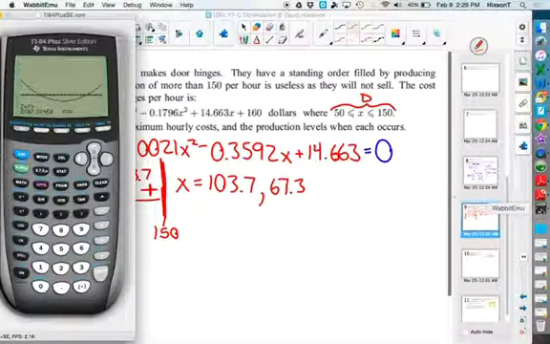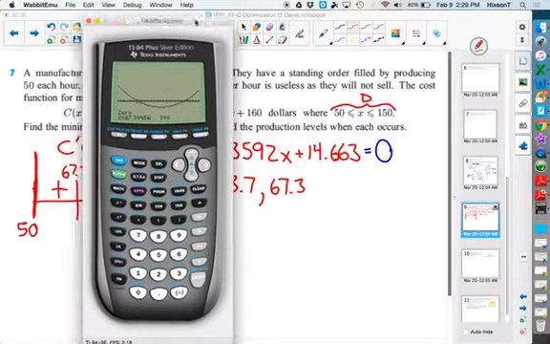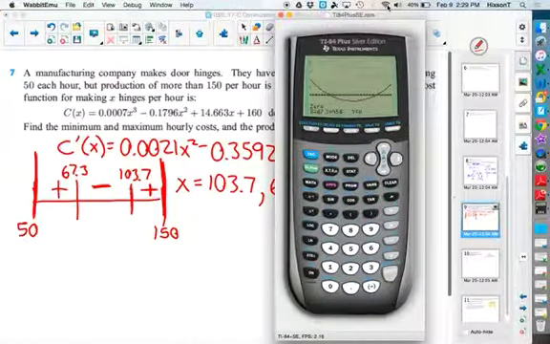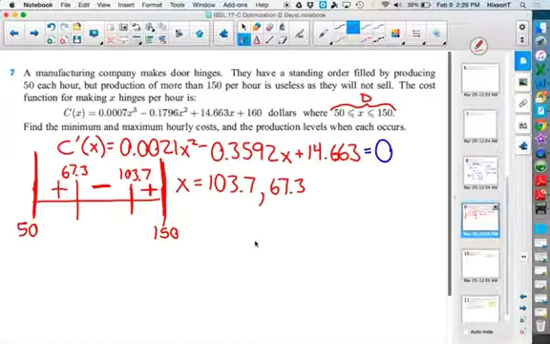Since I had the graph here, by the way, notice I could have filled out my sign diagram just by looking at the graph too. The derivative is in the positives to the left of this 67.3. It's in the negatives between the two critical values. And it's positive once we get to the right of it. Okay? So you could have seen it that way as well.